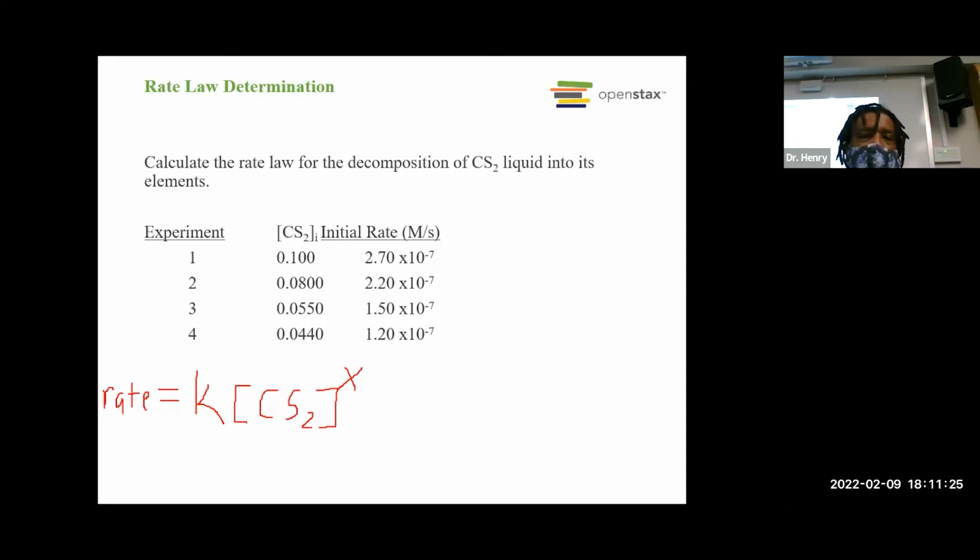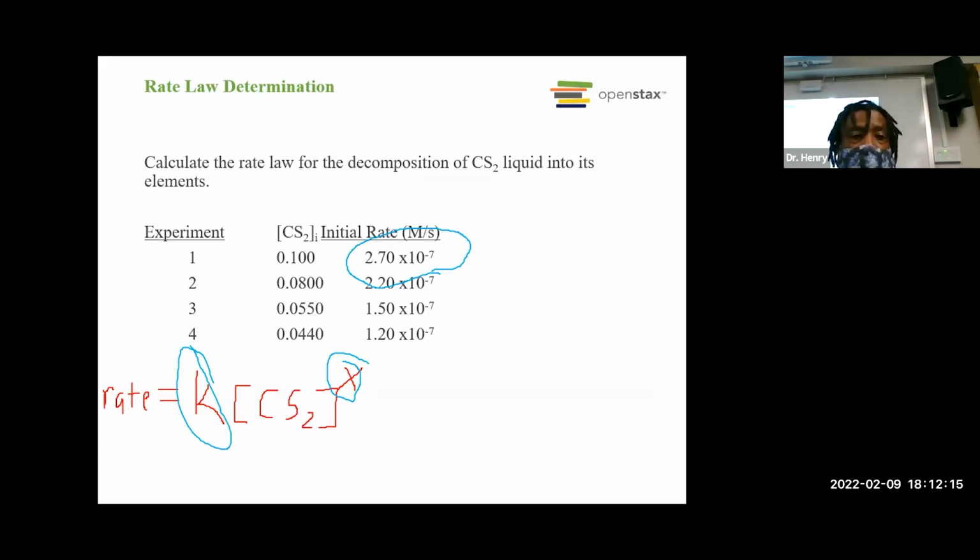That's true. What else are we going to need to find? So we're going to be looking for the order, which is the x. We also need to find k. So these are our unknowns here. So how would I go about using the data that's provided? So we're provided the rates, right? And we have all of the rates for each of the different experiments, right? So we're going to use the different experiments to calculate the order.